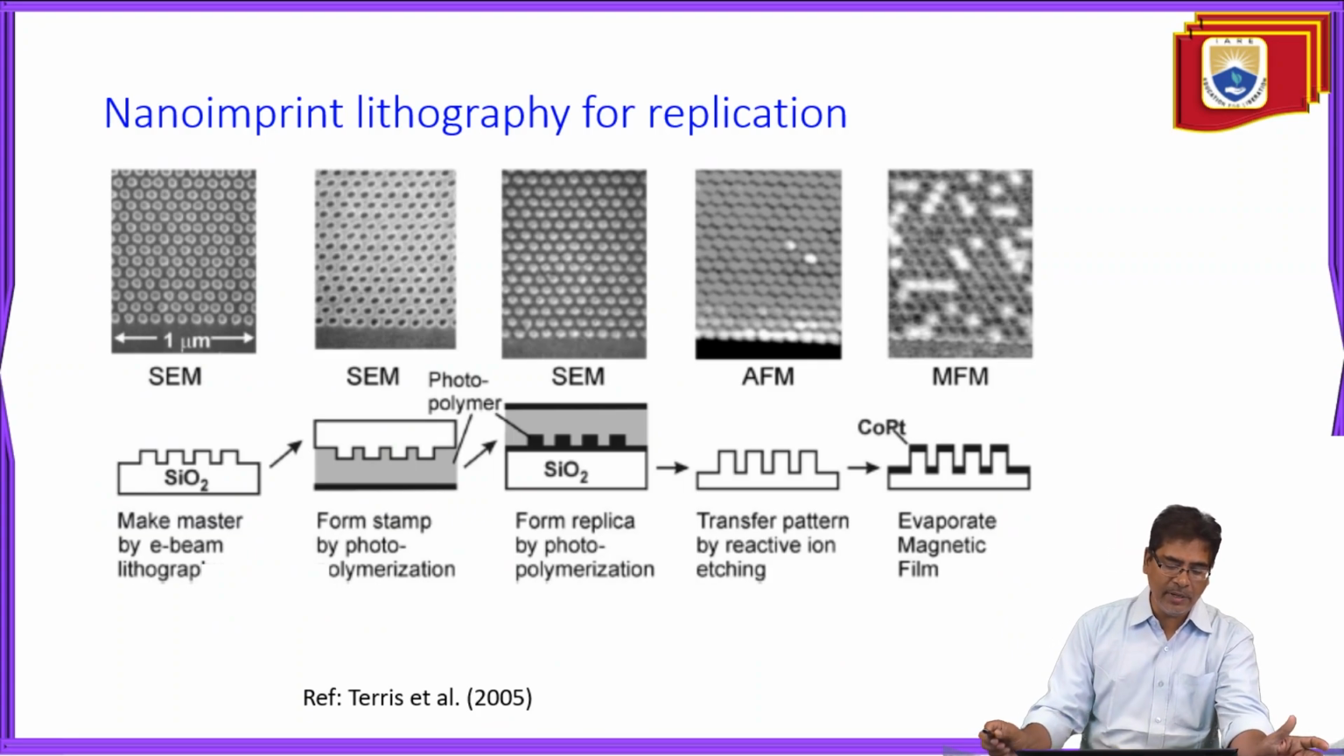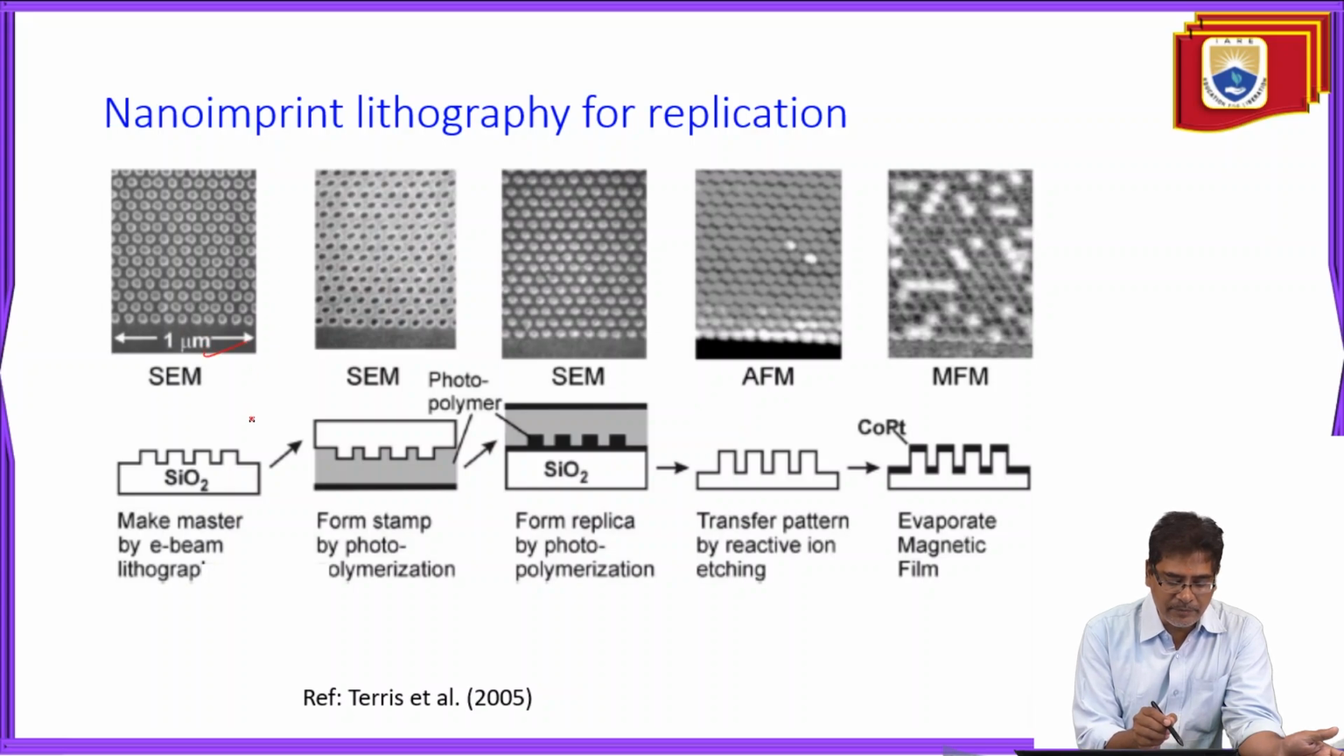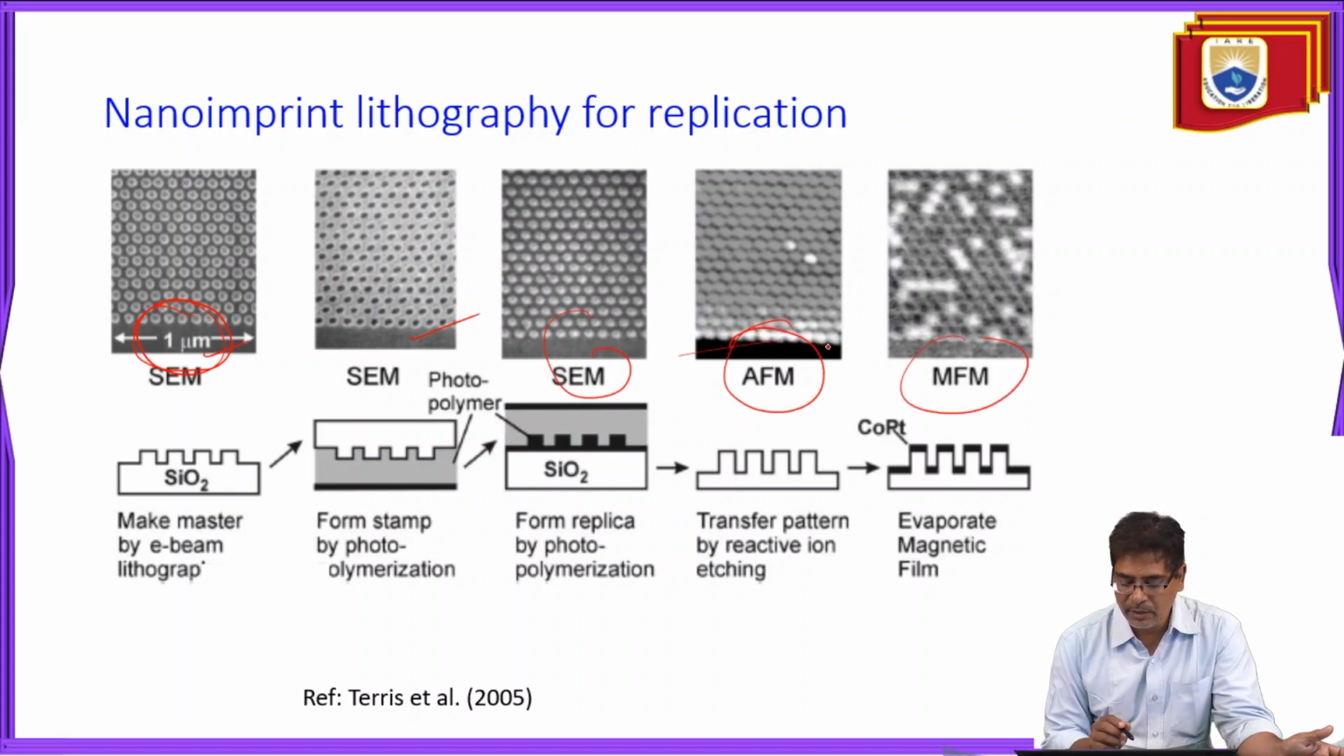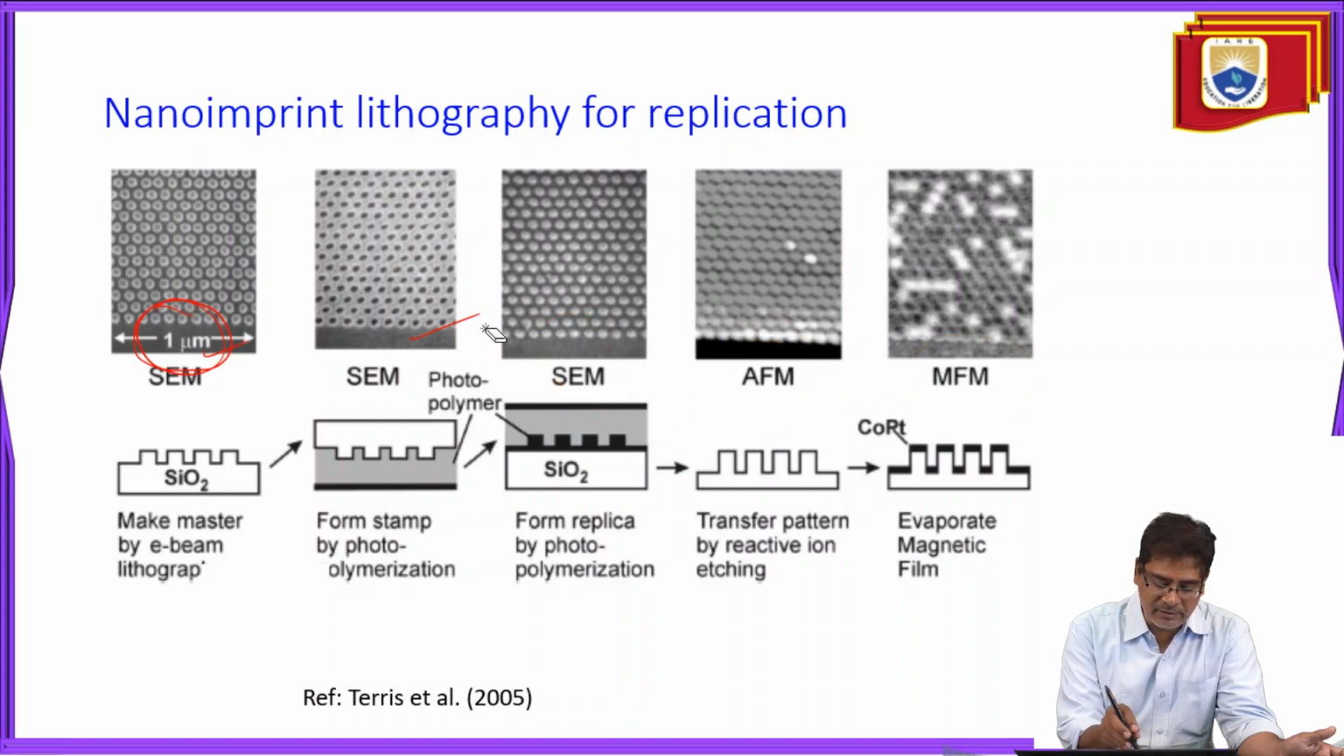So this is the SEM image. We have the SEM, with a dimension of 1 micrometer, and this is the SEM image. This is the AFM, and this is the MFM. So the AFM image gives the correct image when compared to MFM. MFM is used for magnetic samples, right?